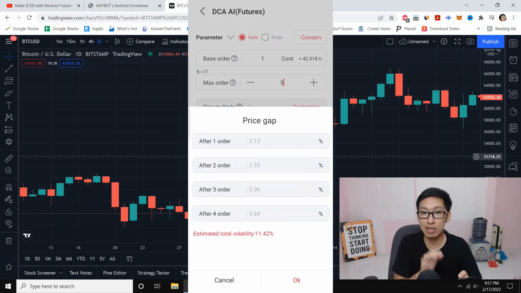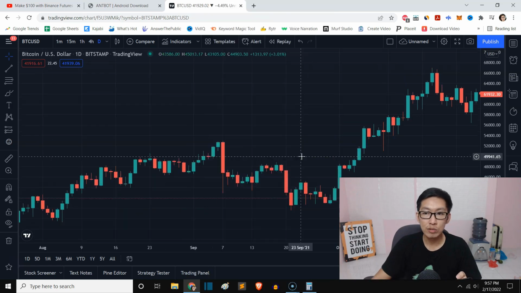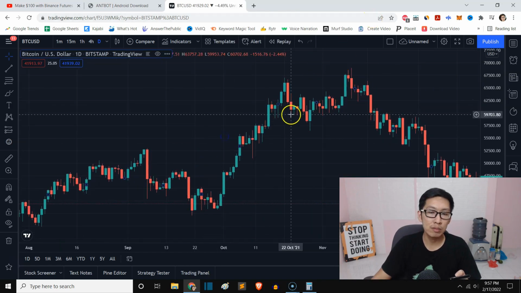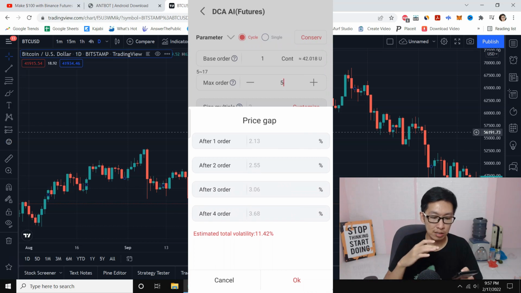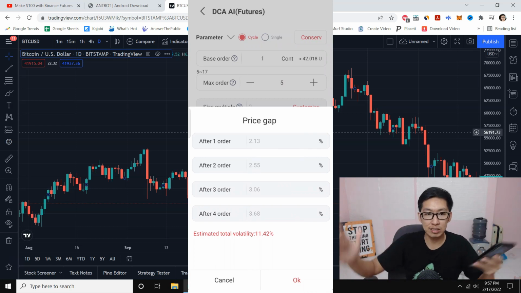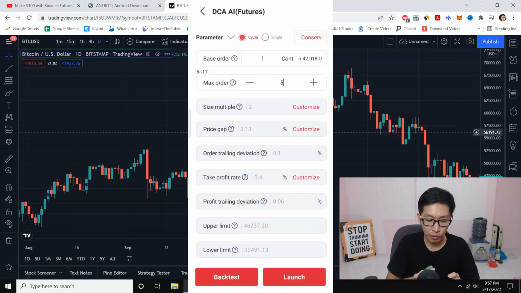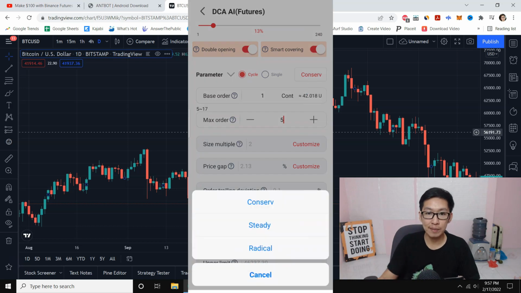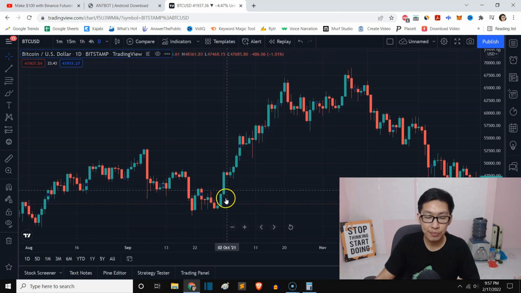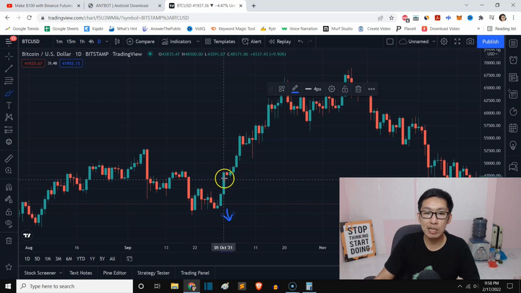You can keep doing this for 17 layers, so the market could go up all the way to the top, and you will have 17 layers, and you can set this price gap according to you. You can put it slimmer, you can put it larger. And this correlates with this button, conserve. So conserve means that the price gap here, let me draw this for you. Let's say you open short, you expect the market to go down, but it goes against you, right? So let's say it goes up here.